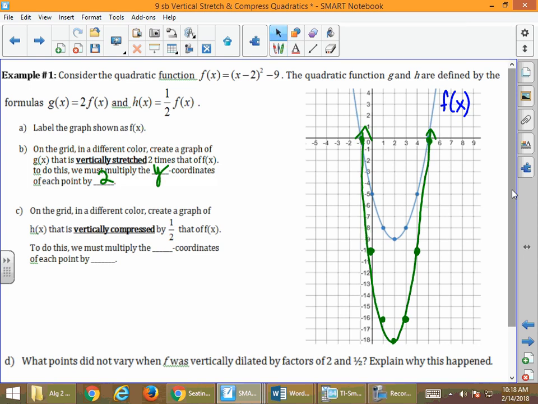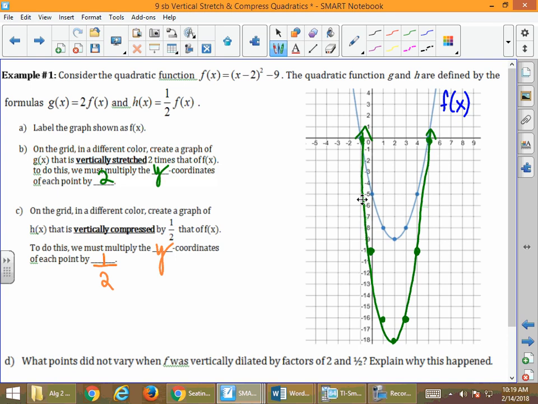If we look at letter C, now what we're going to do is vertically compress this. And if you are switching colors, you might switch with the neighbor. But we're vertically working with this. So we're still going to multiply the y coordinate, because vertical, y values, of each point. This time we're compressing, which means shrink the graph. So we're going to multiply each y value by 1/2. I'm going back to the blue graph, which is the original graph.